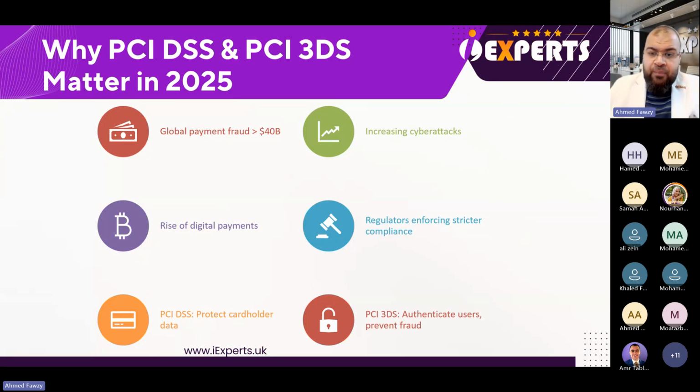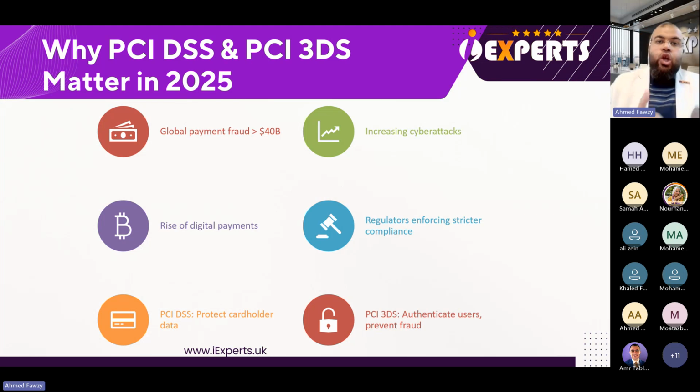Also, remember, PCI DSS protects cardholder data, while 3DS is for authenticating users and preventing fraud for online transactions. So PCI DSS is concerned with the CI from the CIA. If we are speaking about CIA in information security, our life is to protect the CIA: confidentiality, integrity, availability. So when we speak about PCI DSS, it is concerned with the CI, confidentiality and integrity.